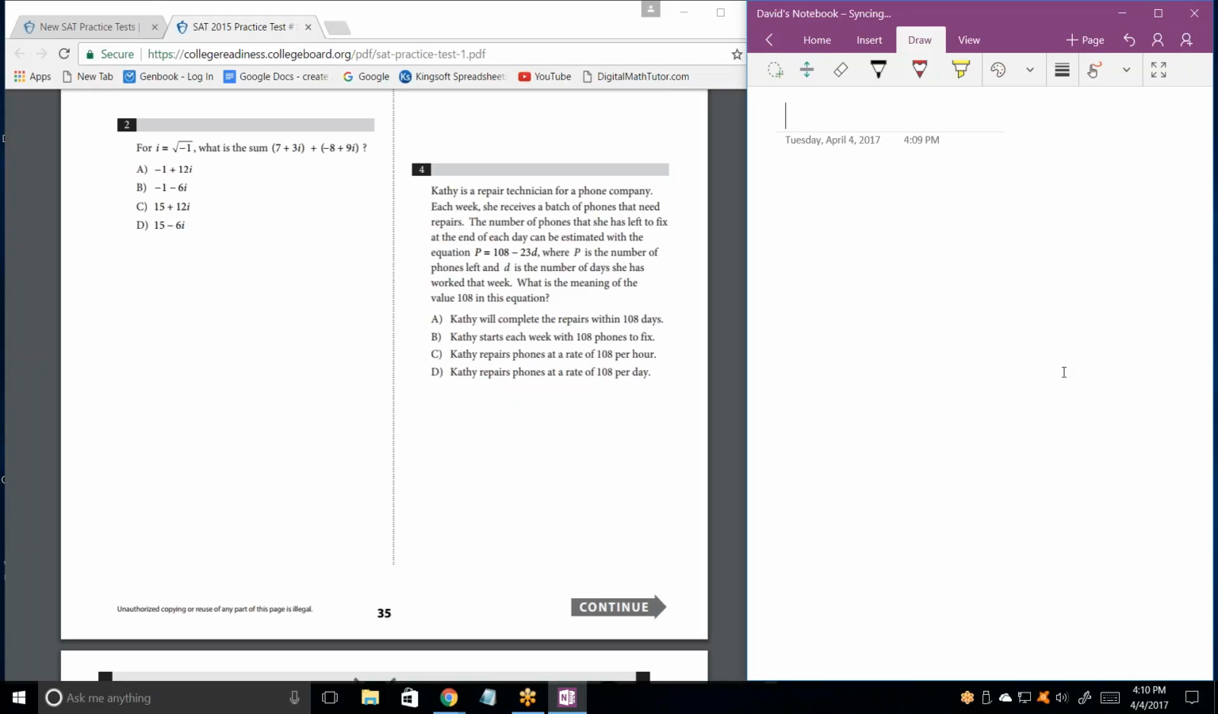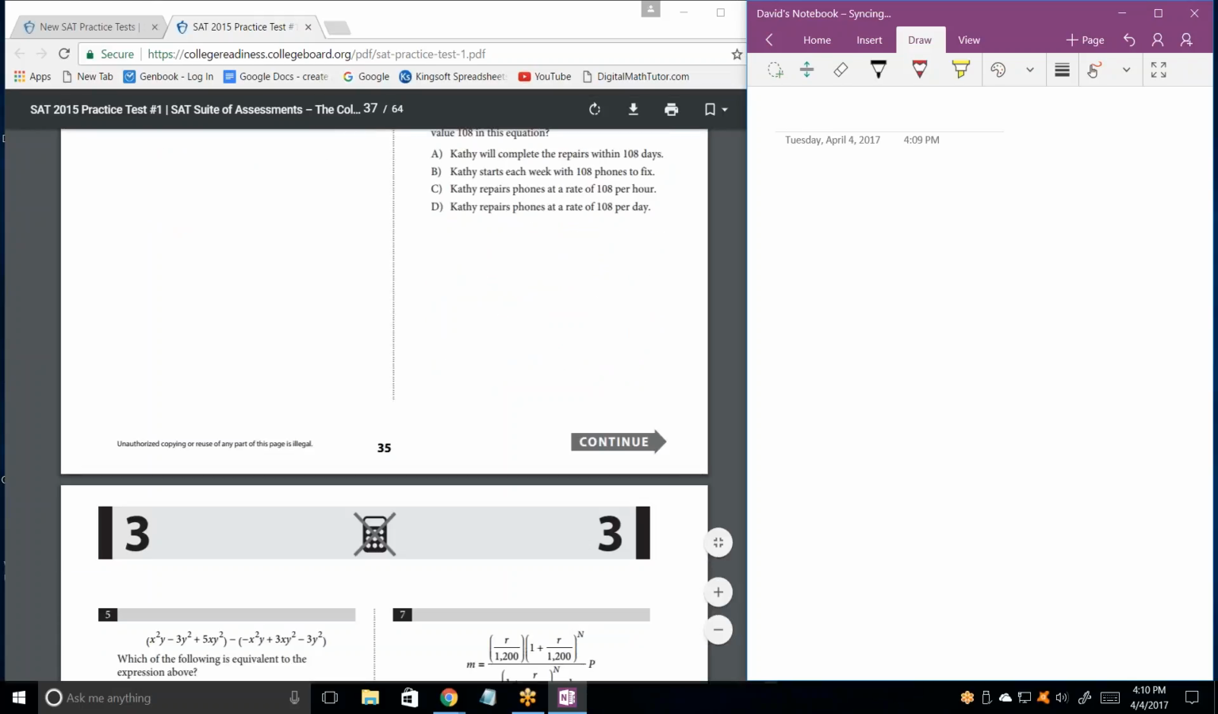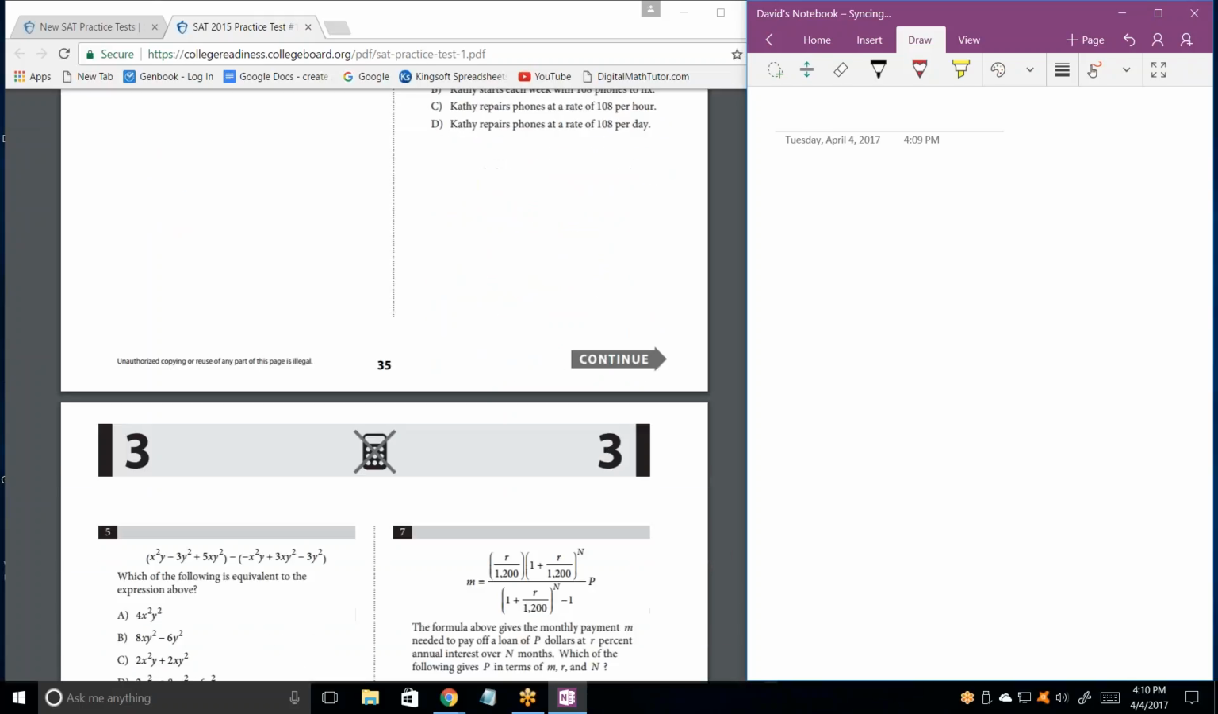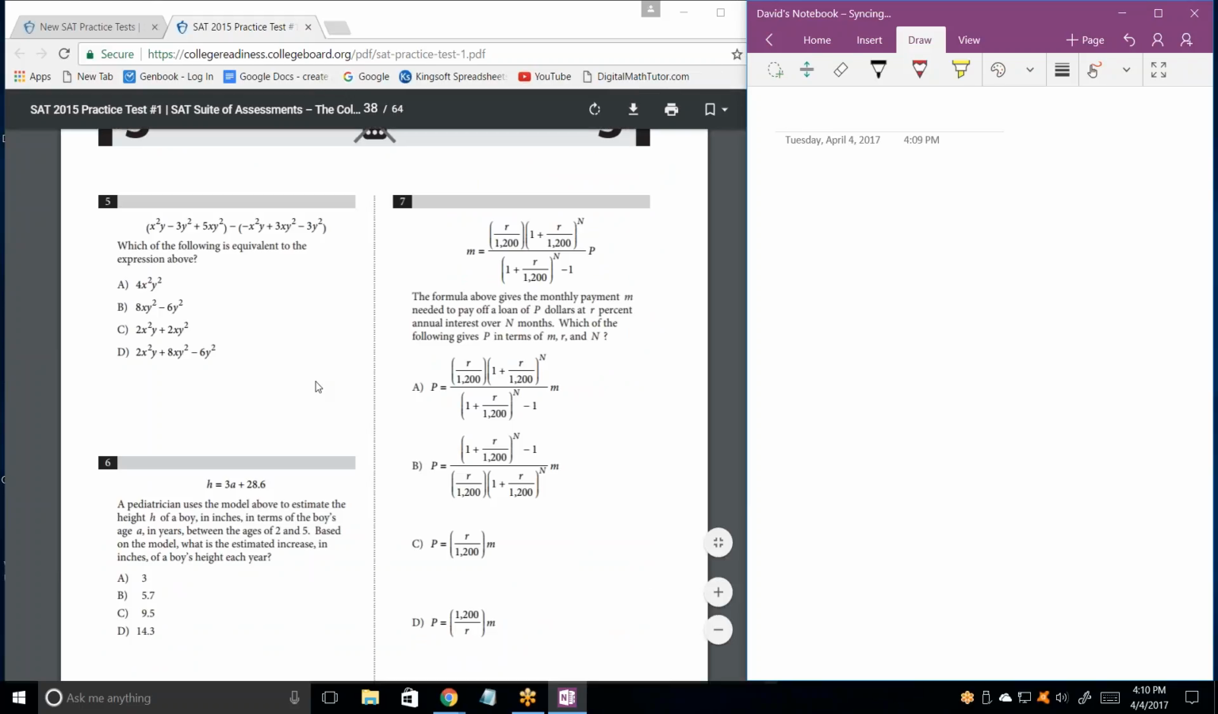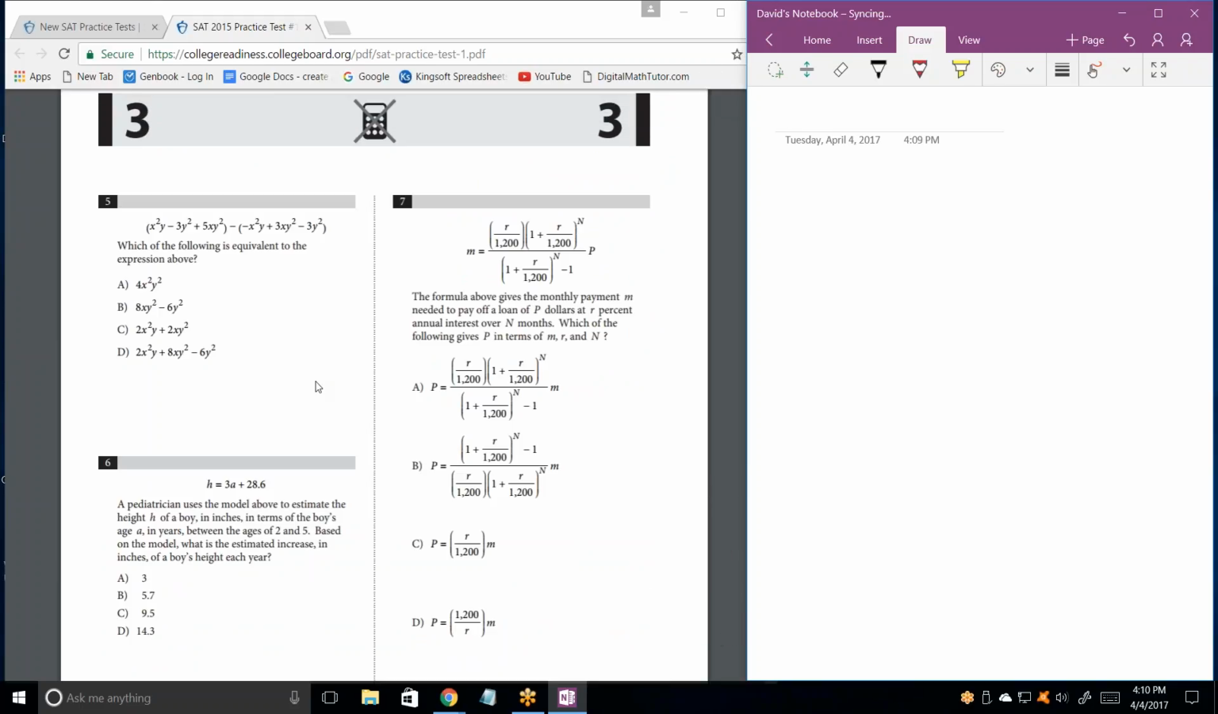Kathy's it's B. Correct. Because she does 23 per day, so yeah, it's pretty simple. Yep. No, you're correct. Okay, now we get into more algebra type problems. Number 5.